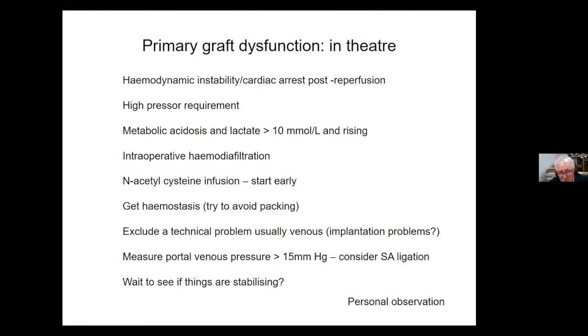I think, as mentioned by one of the questioners, looking at portal venous insufficiency, it may be quite subtle and difficult to pick up. So measure the portal pressure, and you're really wanting to see a portal pressure between 12 and 15 millimeters of mercury. If it's higher, consider early splenic artery ligation. Again, in patients with severe portal hypertension and a lot of shunting, consider splenic artery ligation before implantation. And then finally, as I say, wait, see if things are stabilizing, and then hold on.